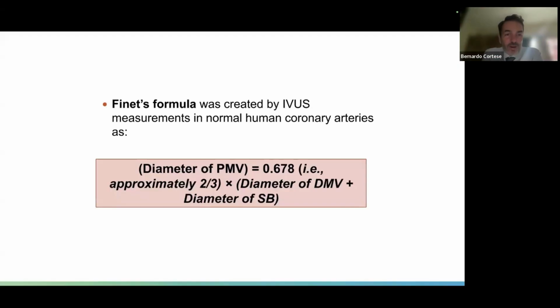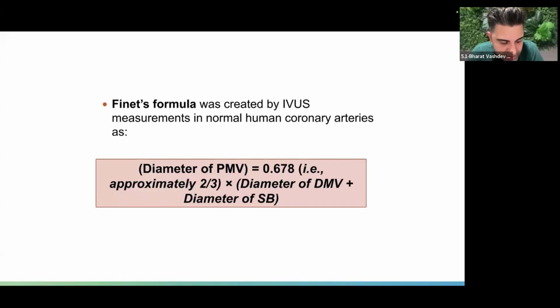I have a question, Bharat. Yes. We all cite Murray's and Finet's formula. My question is about the Finet one, which is more recent. It was based on IVUS, as you correctly said, but did they measure the lumen? They used normal coronary arteries and not diseased coronary arteries. But the second part of the question is, did they use the lumen or the vessel itself, from external elastic lamina to external elastic lamina?